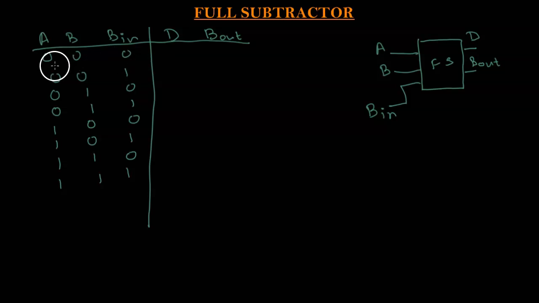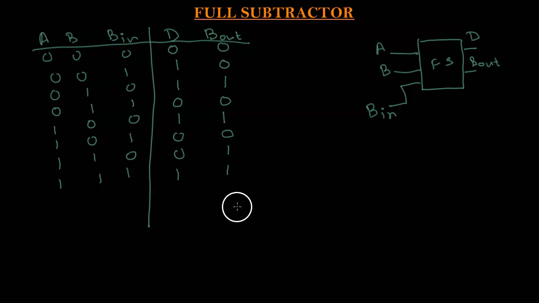Very first we have 0 minus 0 minus 0, so it's 0 and 0. Then 0 0 1, we have 1 and 1. Then 0 1 0 gives 1 and 1, and so on through the remaining combinations.